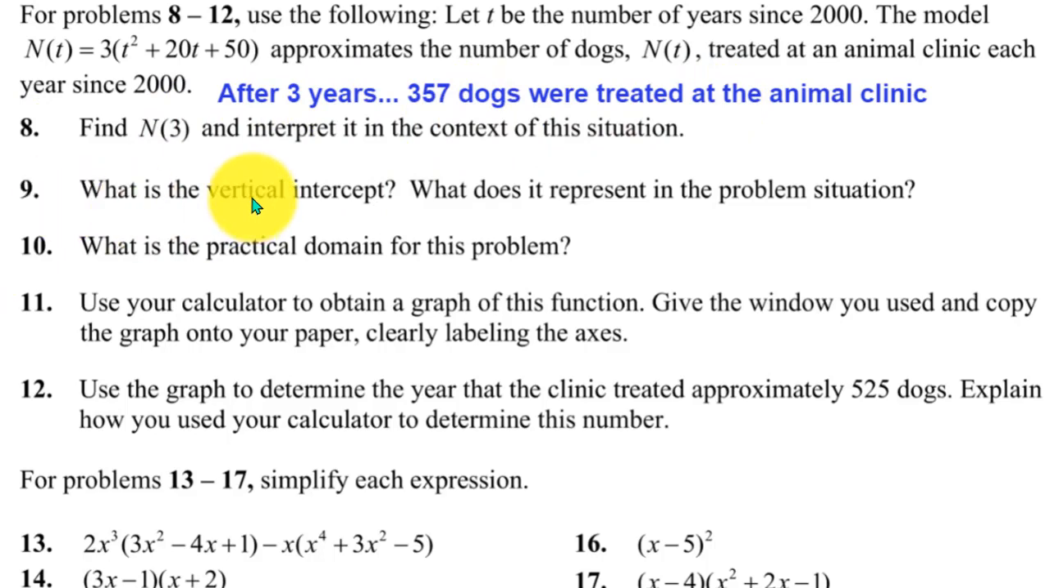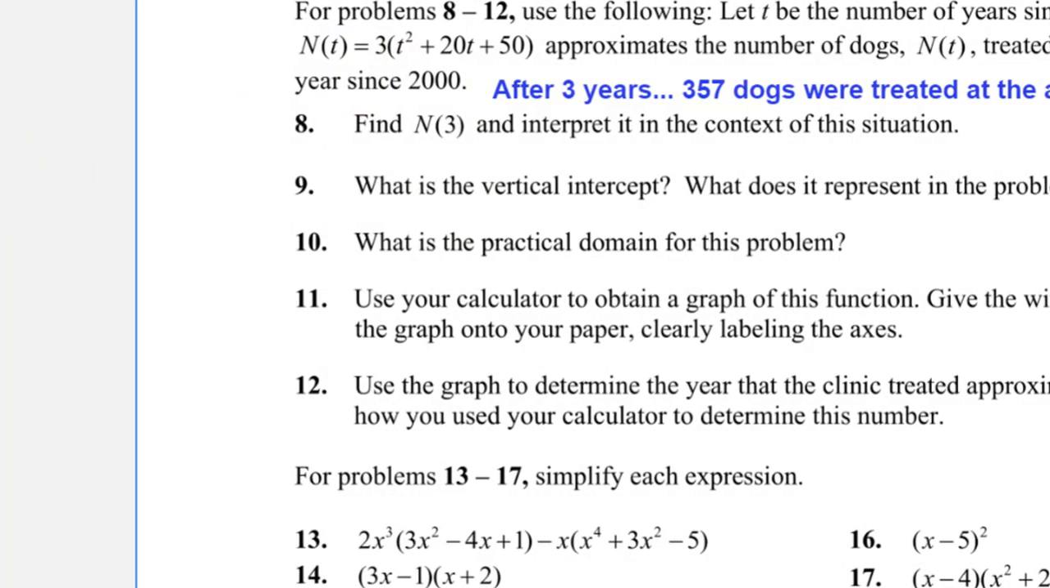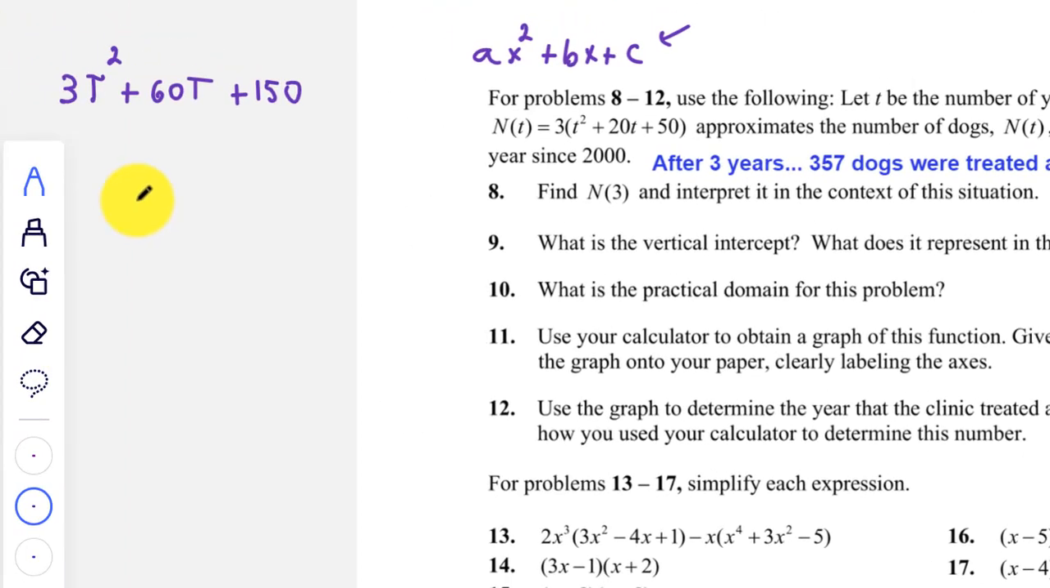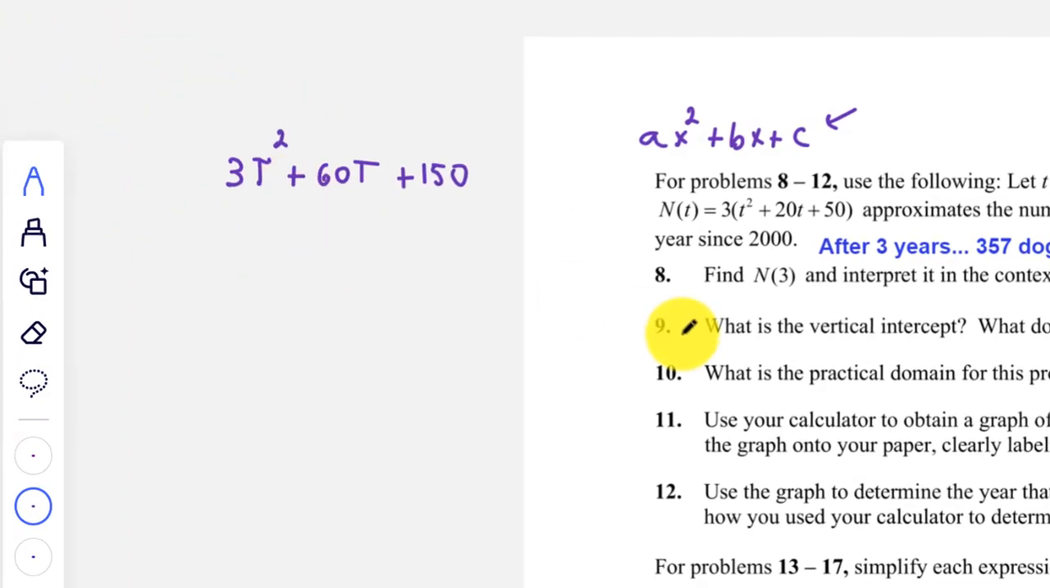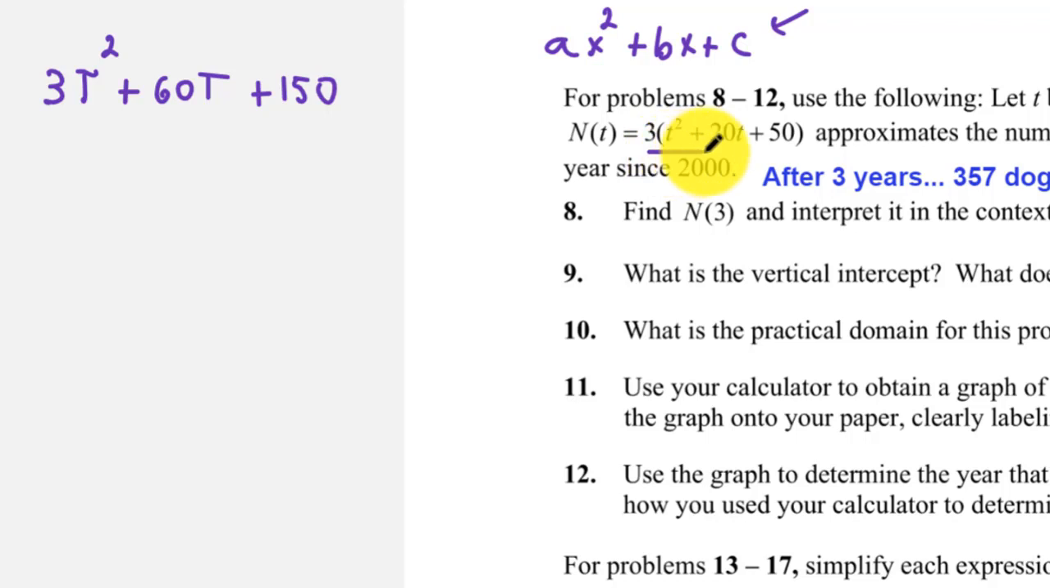Question 9 says, what is the vertical intercept? Now be careful. At first, you think it might be 50, but there's a 3 out here. So I might want to rewrite this problem to look like this. All right, so I rewrote the problem. You see what I did is I distributed the 3 all the way through. So now I can see my vertical intercept is that 150, right?